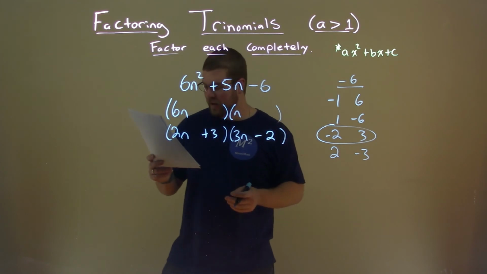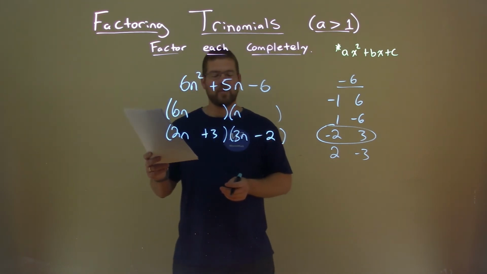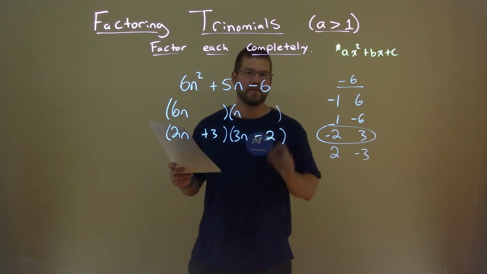So here's our final answer. 2n plus 3 times 3n minus 2.